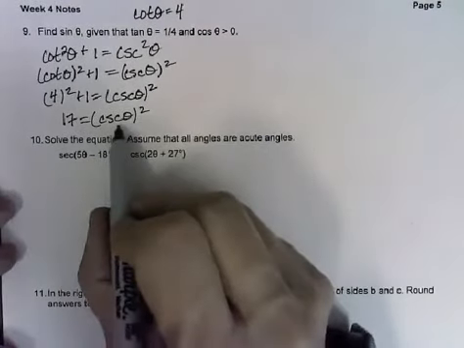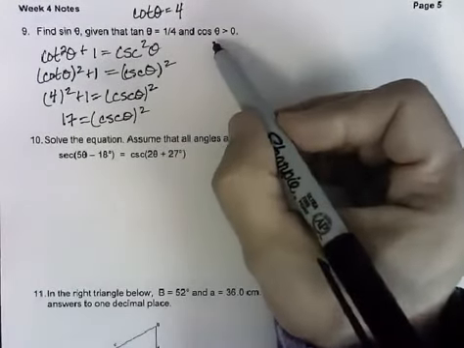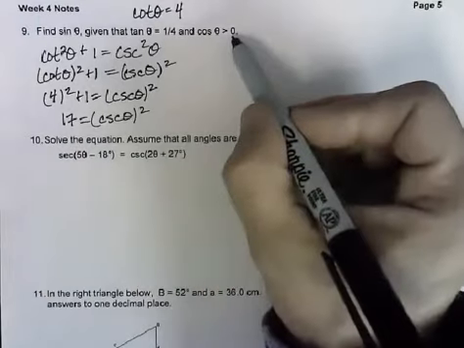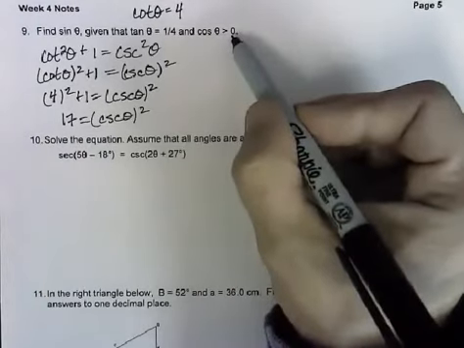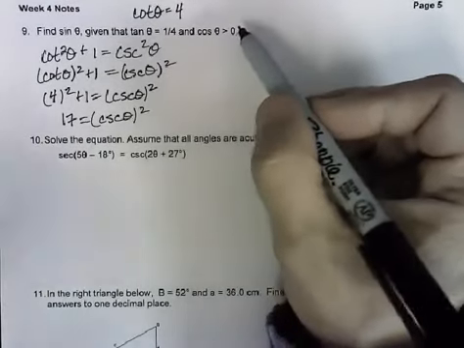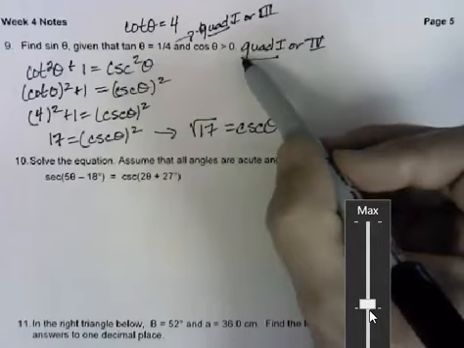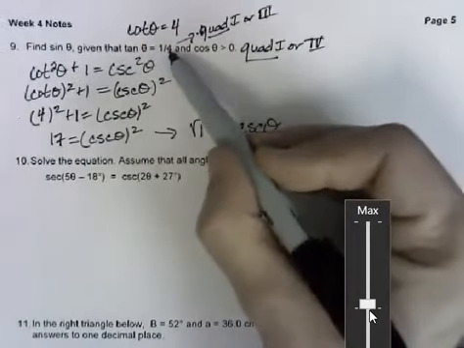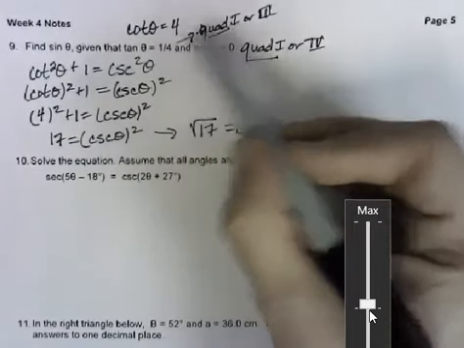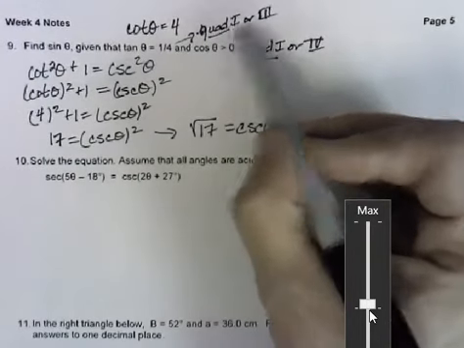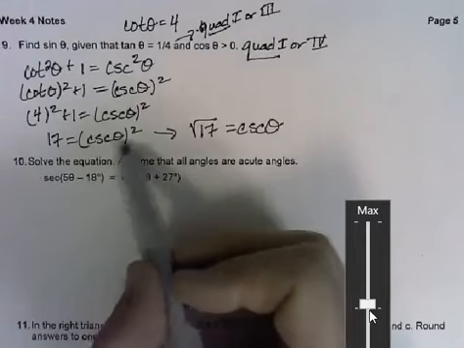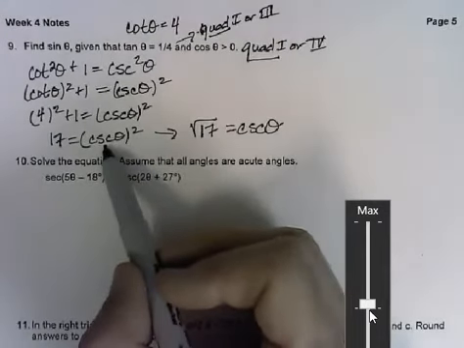Now to figure out whether cosecant is going to be positive or negative, I have to look at the information in the problem. This problem just tells me that cosine of theta is positive. That says that my angle either has to be in the first quadrant or the fourth quadrant. Cosine of theta is positive in these two quadrants. Tangent of theta is positive, since we know it's a positive 1/4. That happens in quadrant 1 or quadrant 3. So where both of these are positive is quadrant 1. That tells me here that my cosecant also has to be positive.